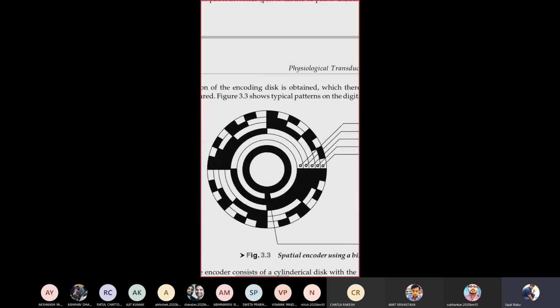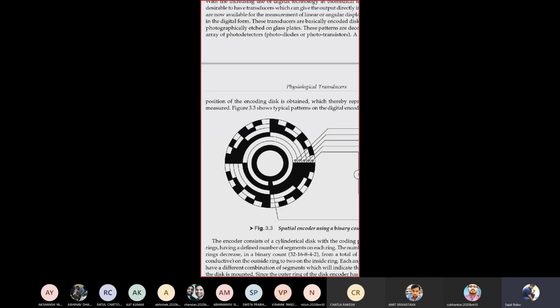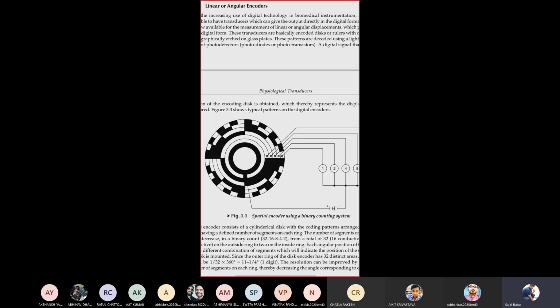Black, white, black, white, like that. If you observe, the outermost ring has 32 segments. 16 segments are etched with the photographic material and 16 segments are not. Similarly it decreases: the first one is 32, then 16, then 8, then 4, then 2, and the innermost one has only one complete black ring.